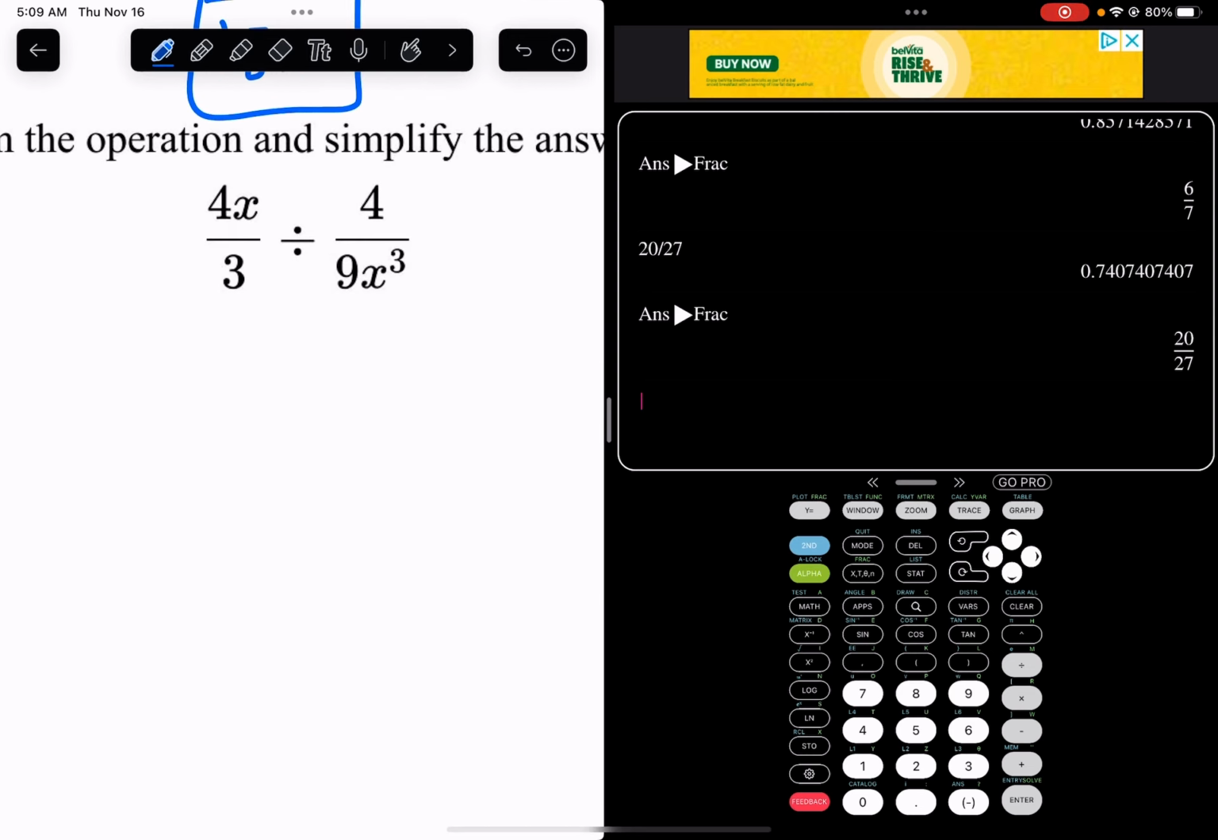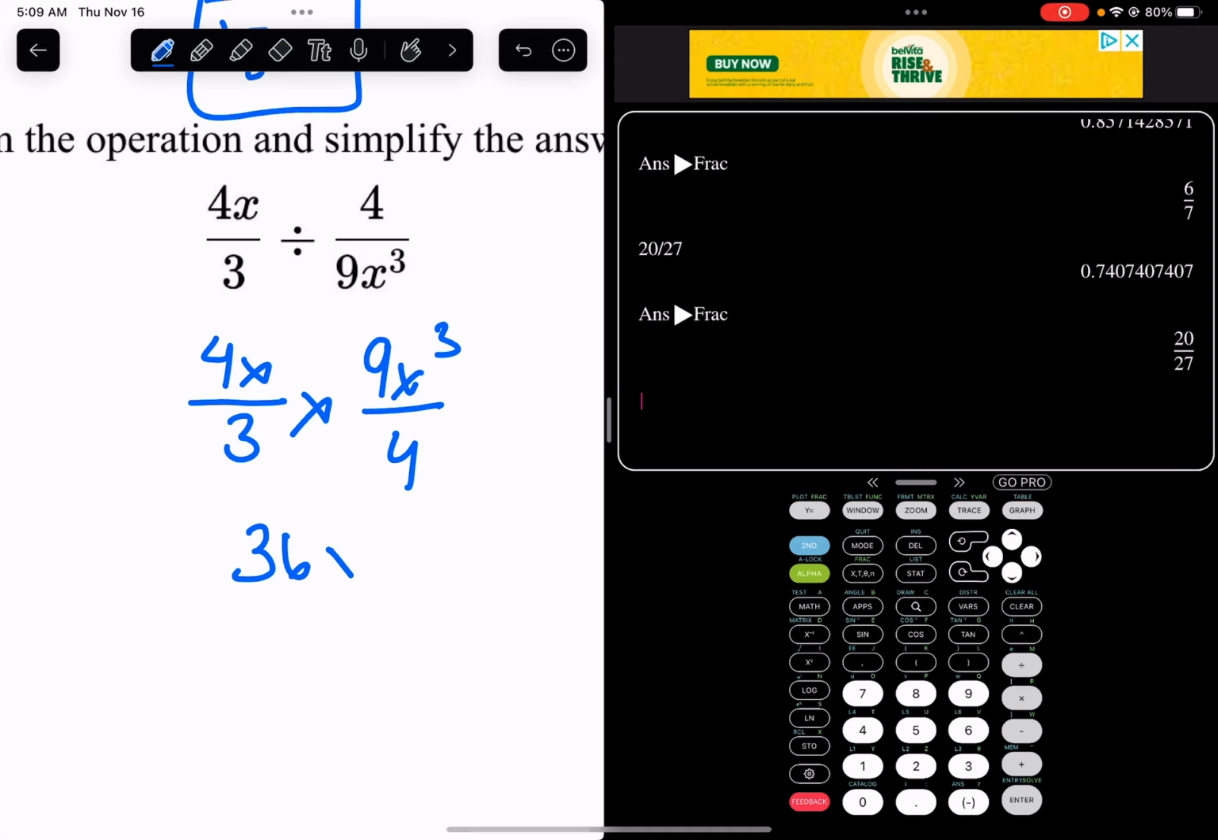All right, next one. We've got another division, so we have to do keep, change, flip. Then we multiply on what's on top, so we get 4 times 9 is 36. X times x cubed is x to the 4th, all over 12.